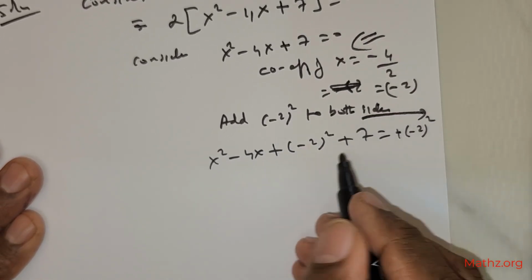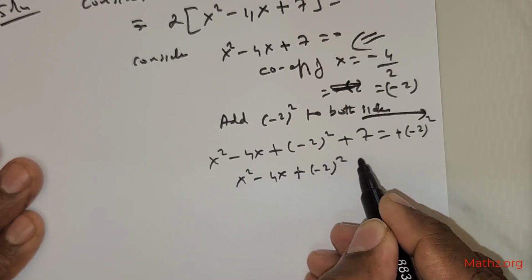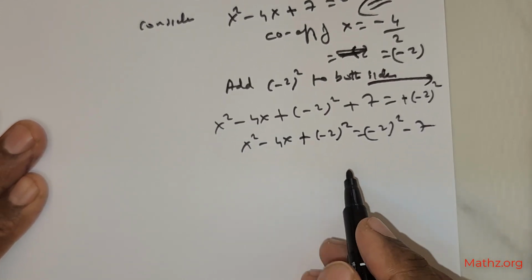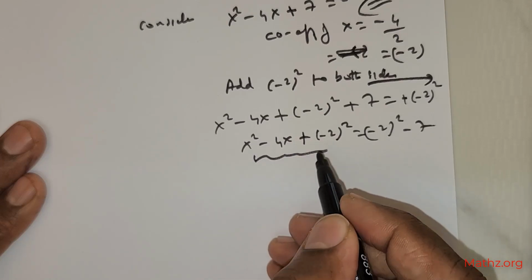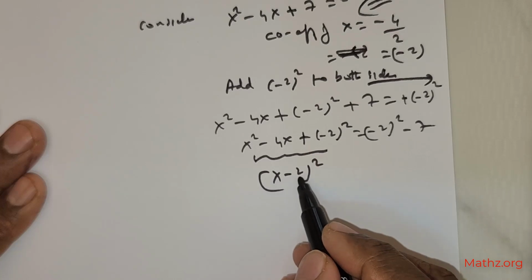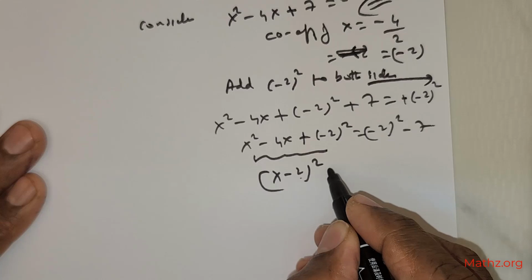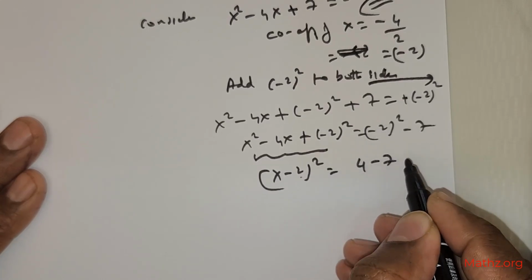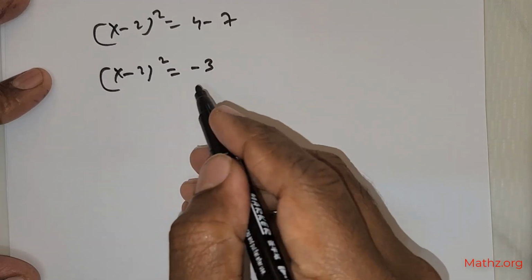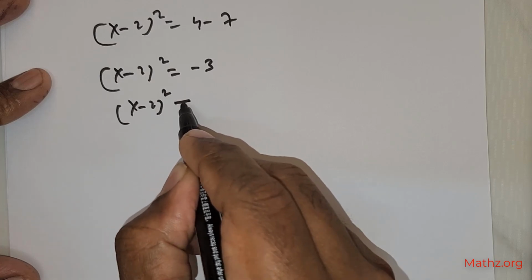Now move this to the other side. So you get x squared negative 4x positive of negative 2 squared is equal to, this is negative 2 squared, negative 7. Now this can be rewritten as x negative 2 the whole squared. When you expand, you get x squared negative 4x and positive of negative 2 squared. That's fair enough. Over here, this is 4 negative 7. It can be rewritten as x negative 2 the whole squared is equal to negative 3. I can further rewrite this as x negative 2 the whole squared positive 3.